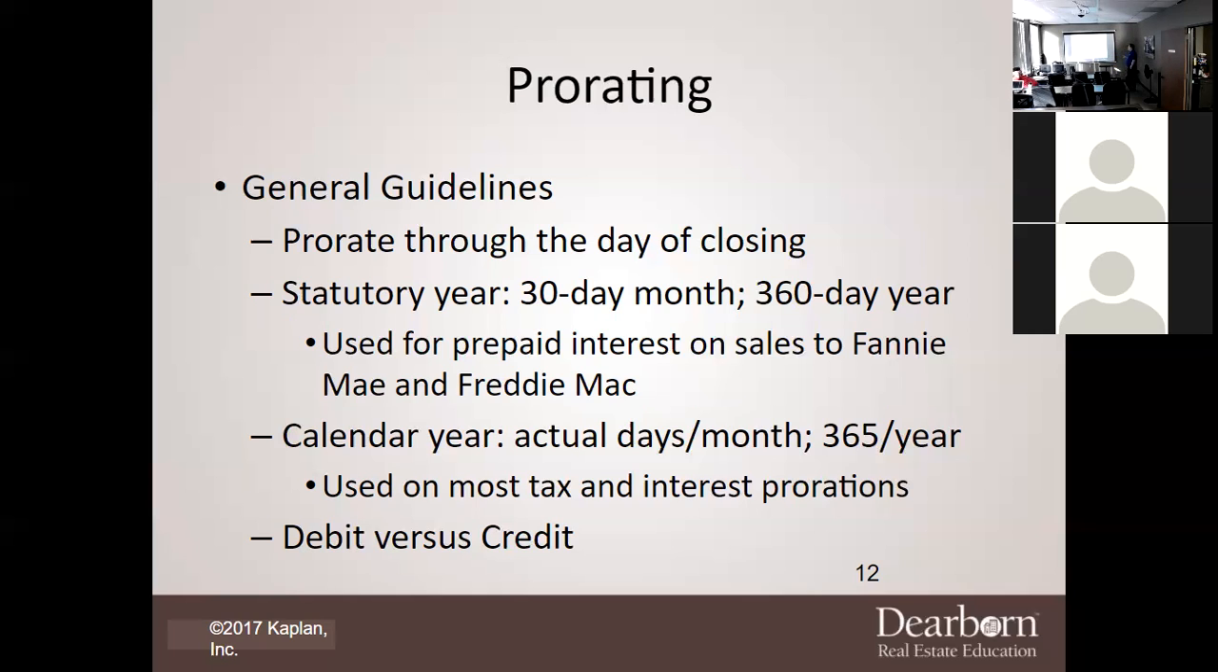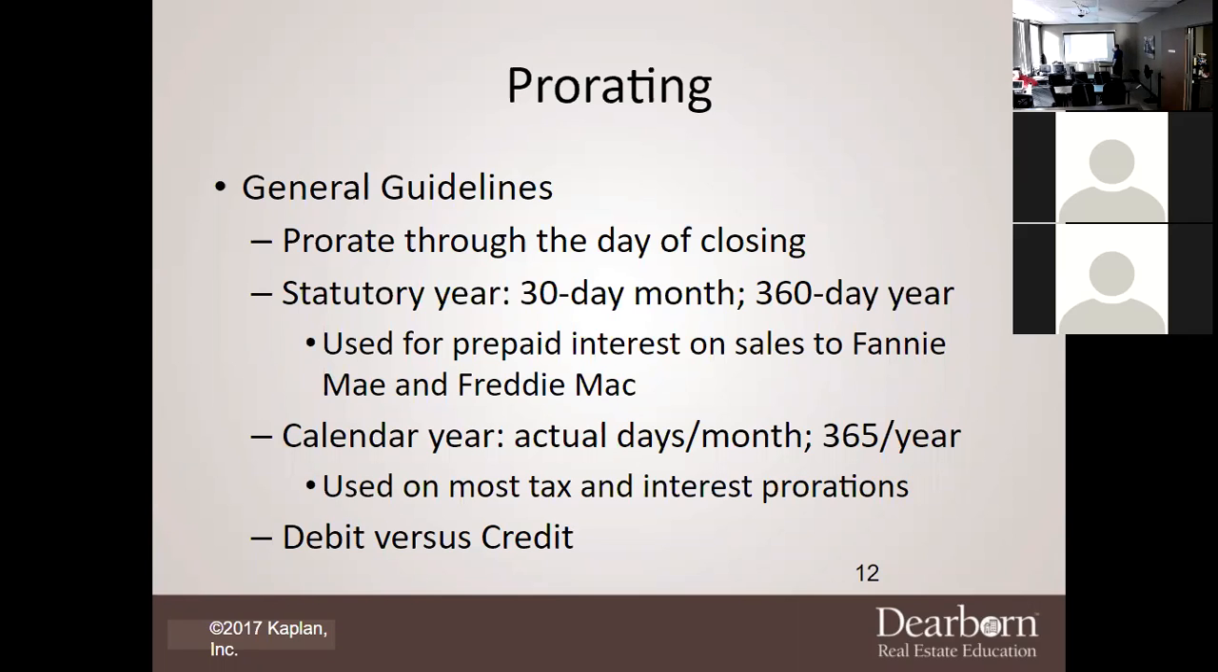You do need to know this difference. A statutory year, very key, is a 30-day month and a 360-day year. That's statutory, and it's used when calculating the prepaid interest on the sales of a Fannie Mae and Freddie Mac loan. Now, a calendar year is based off the actual days in the month, which is approximately 365 days, and it's used on most tax and interest prorations.